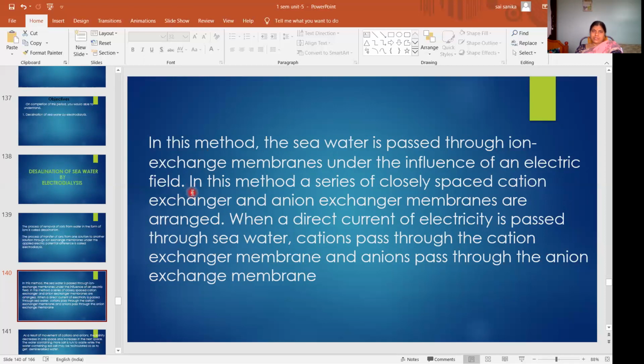Next, in this method, a series of closely spaced cation exchanger and anion exchanger membranes are arranged. When a direct current of electricity is passed through seawater, cations pass through the cation exchanger membrane and anions pass through the anion exchange membrane. So here, we are taking seawater, different concentrations of solutions, and we are applying direct current. So here we are taking anode and cathode.